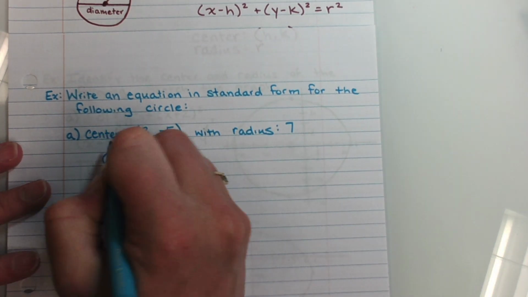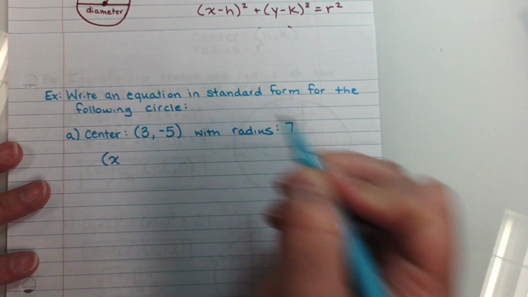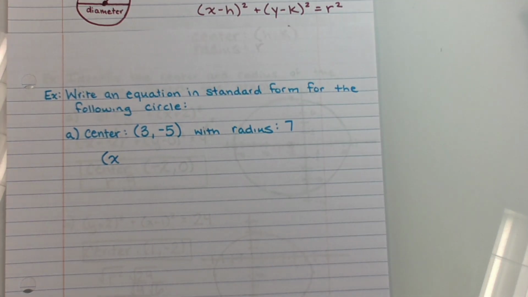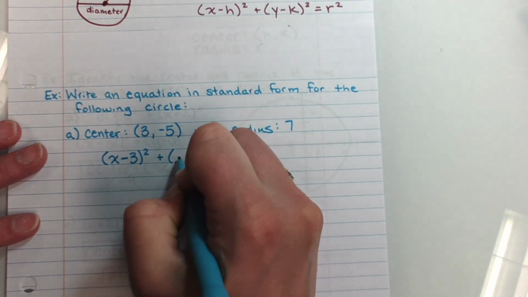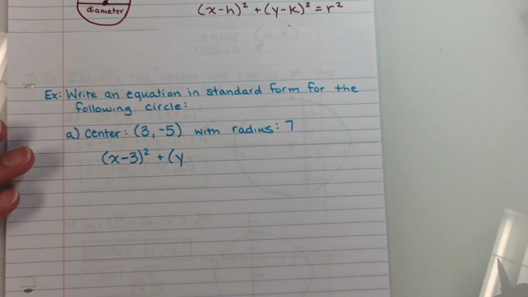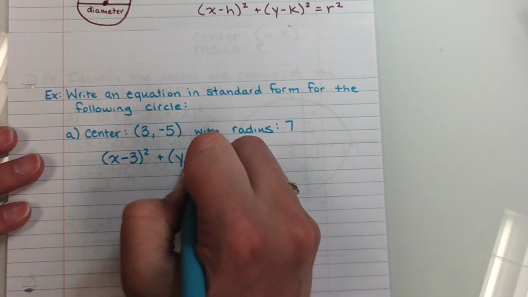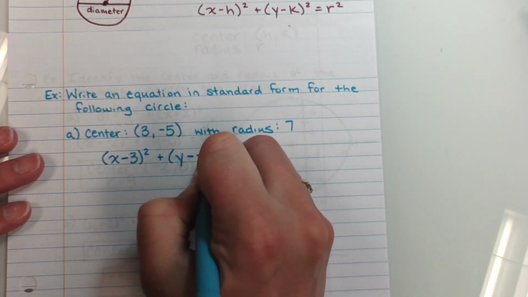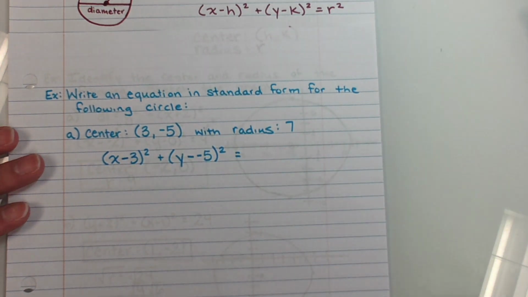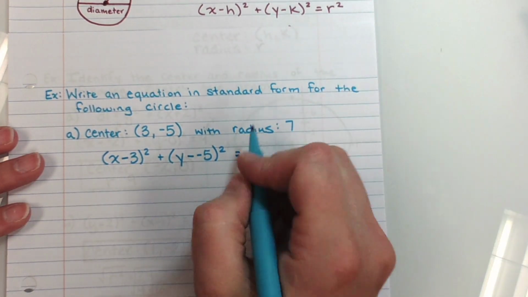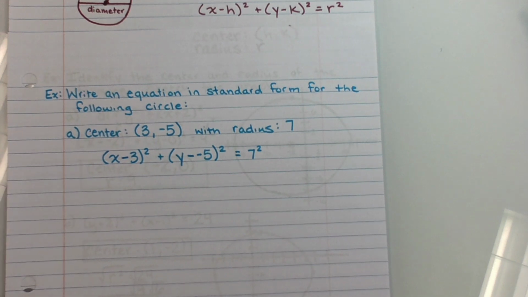So, x stays x, just like any other equation. X and y stay x and y. Is it -3 or +3? Close that square. Plus y. Technically it's -5. We're not going to leave it like that. I'm just writing out the basic generic form first. Equal to radius squared, so 7 squared. This is the very generic form.